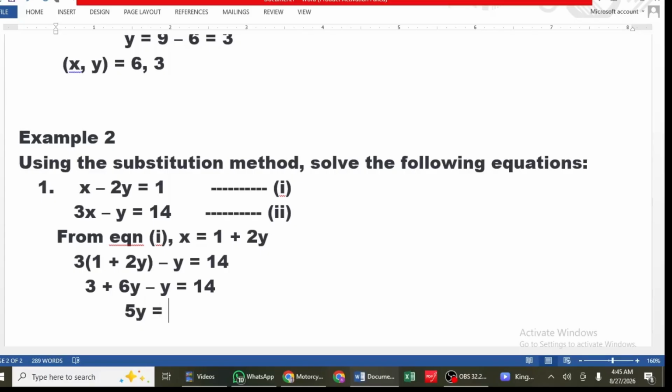Then you go to the other side. 14 minus 3, and 14 minus 3 will give us 11. That will be 5y is equals to 11.